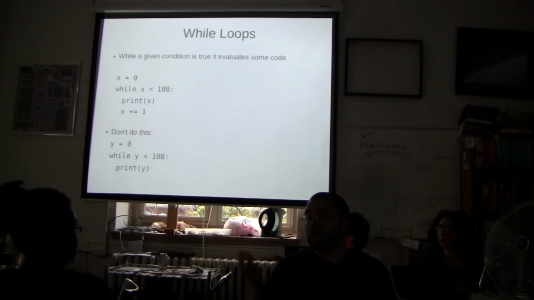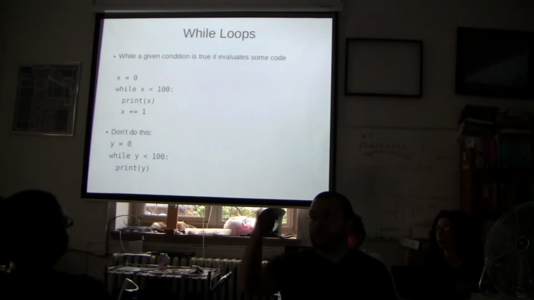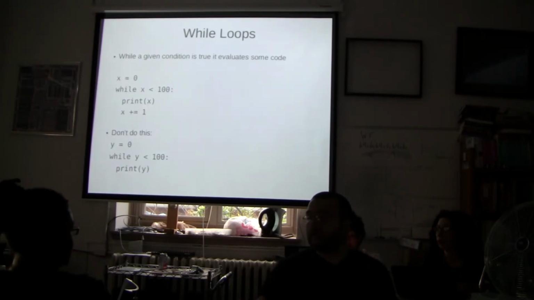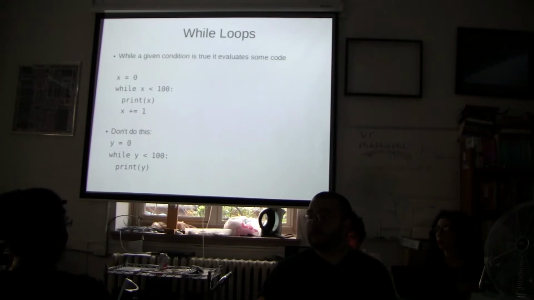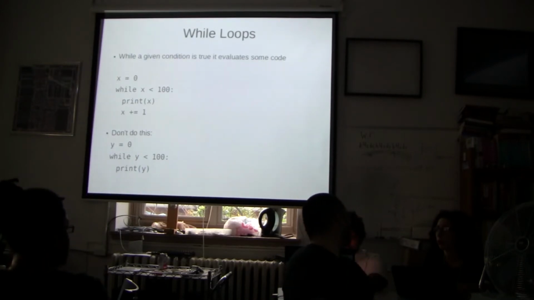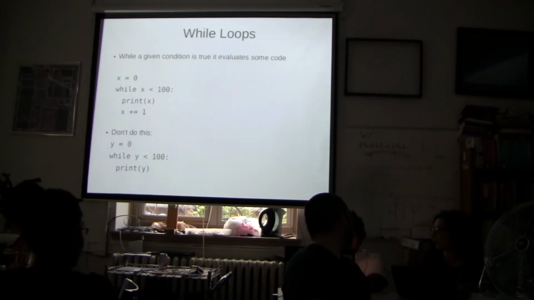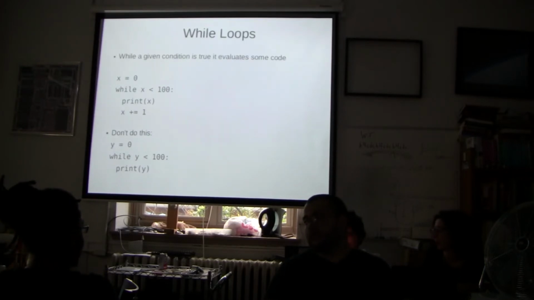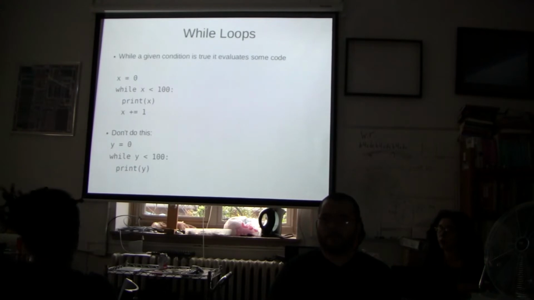Some languages have a do-while loop, like C has a do-while loop, where it does the check at the bottom. So once you're finished evaluating the code, it checks to see whether or not it should break out of the loop. But Python does not have support for that. Is that correct, Ben? Python does not have a do-while? Yeah. Python doesn't have a do-while, so you don't need to worry about that. But that is something common in other languages. So C definitely has it. C++ definitely has it. I think Java has it as well.